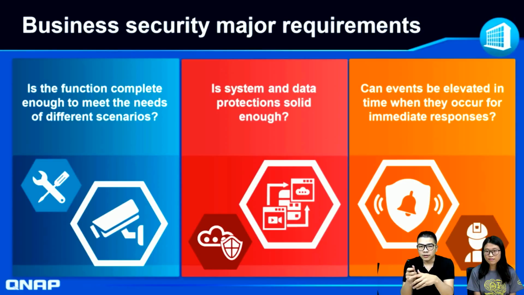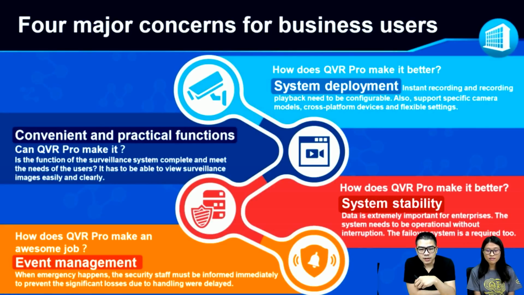And then if you are planning to have a surveillance system, you will also wonder, can the event notify the user right at the moment? Immediately. Yeah, so in the surveillance industry, this is now what we call a standard for event control. So we also have this function. So we can meet three of the requirements for you, and then there are four major concerns, like how does QVR Pro make the whole surveillance system better, and is it convenient to use? And then is the system stability good enough or not?